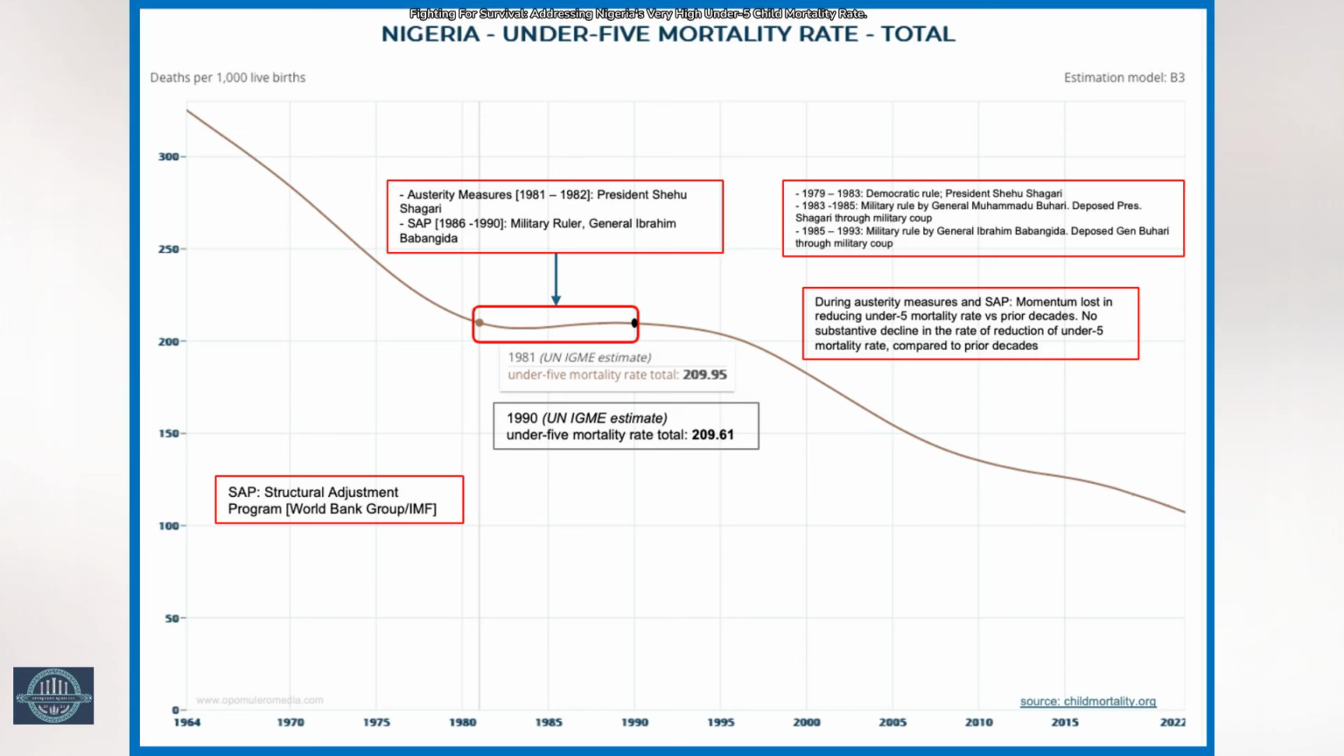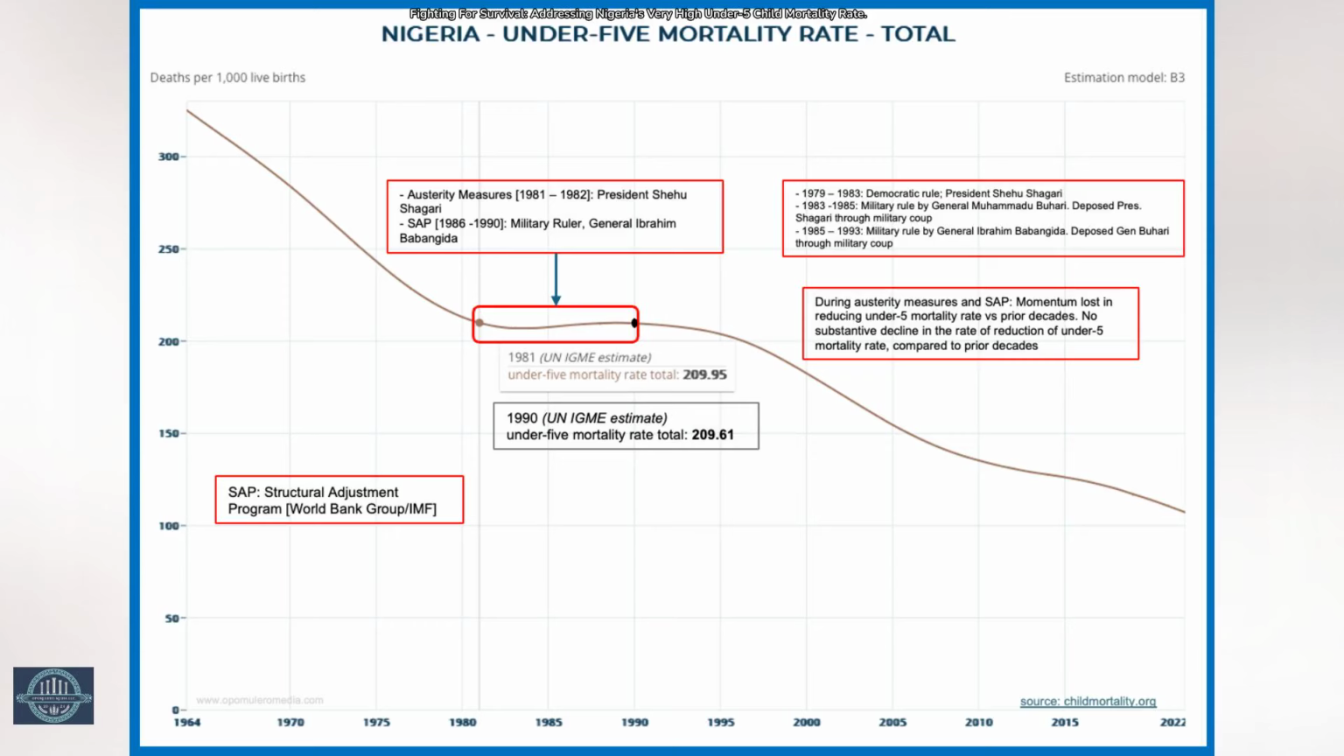On your screen is a graph of the under-5 mortality rate in Nigeria. From 1964 to around 1980, significant progress was made in reducing under-5 mortality. However, this momentum was stalled between 1981 and 1990, reflected in the flat section of the graph. This was the period when austerity measures were implemented by President Shehu Shagari's administration, followed by the Structural Adjustment Programme under General Ibrahim Babangida's military regime.